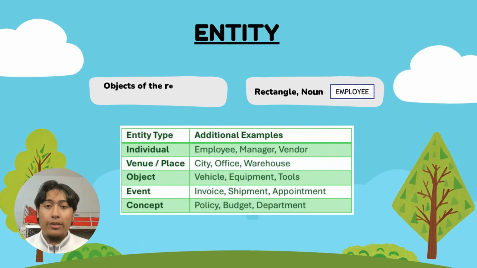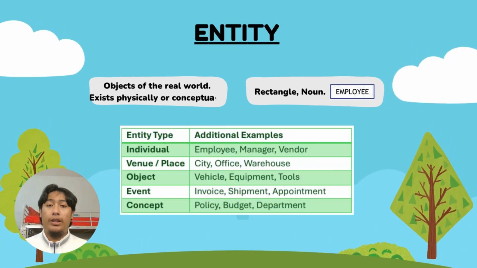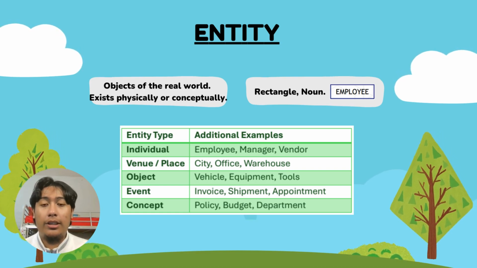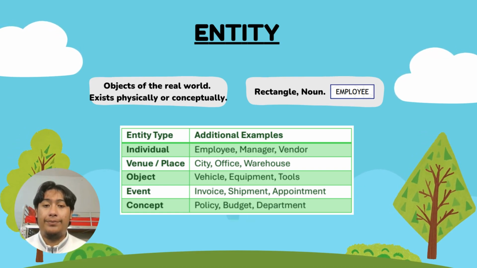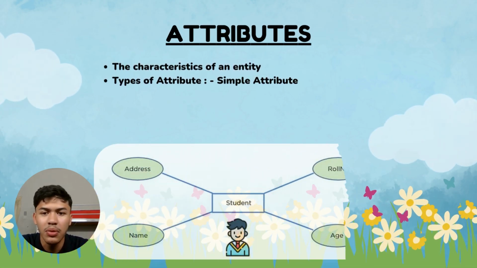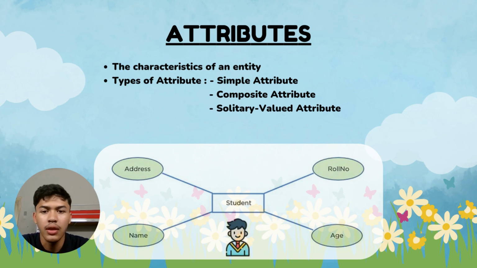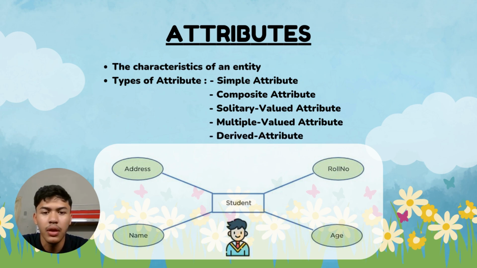An entity is an object of the real world that exists physically and conceptually. It has to be a noun and rectangular in shape, and below are the various types of entity. Attributes are the characteristics of an entity. There are many types of attributes, which are simple attribute, composite attribute, single valued attribute, multiple valued attribute, and lastly derived attribute.